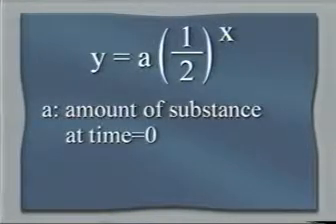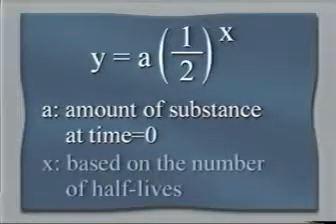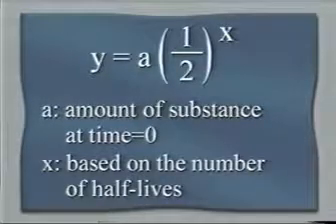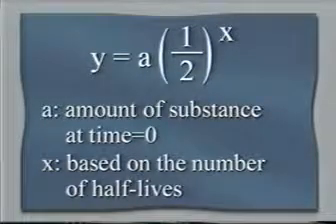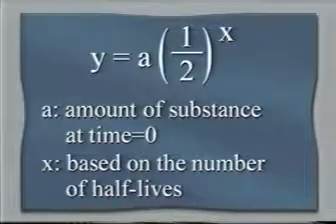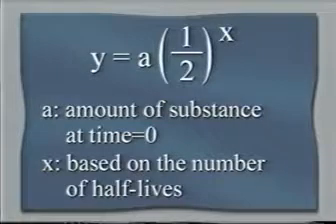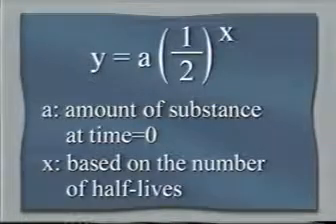A would be the beginning amount you had at time 0, and x would be the number of half-lives, and therefore when you traveled through time 2 half-lives, you would have 1/4. 1/2 to the second power, you would have 1/4 of the radioactive material that you had when you started. So this is one common example of the use of exponential decay.